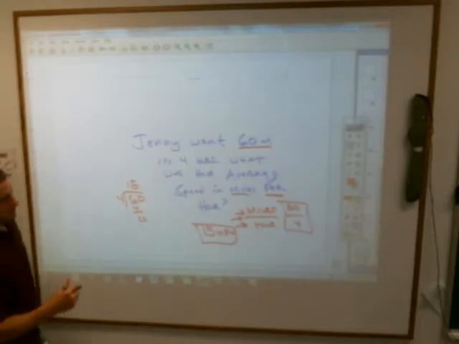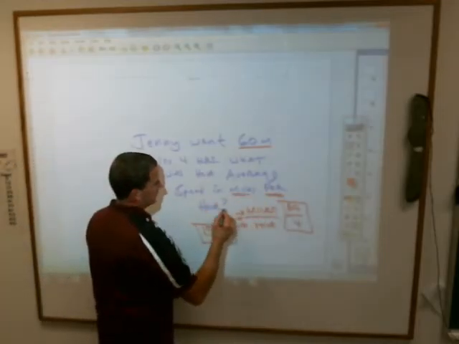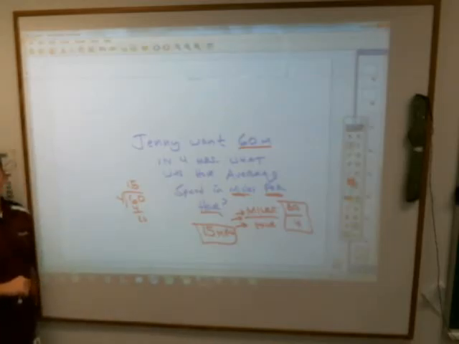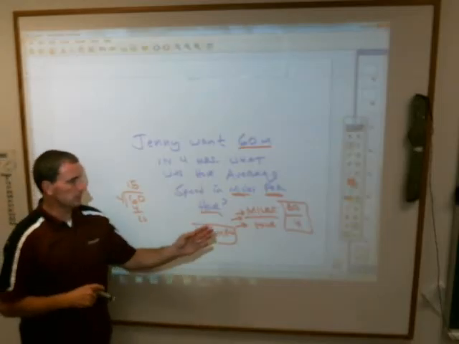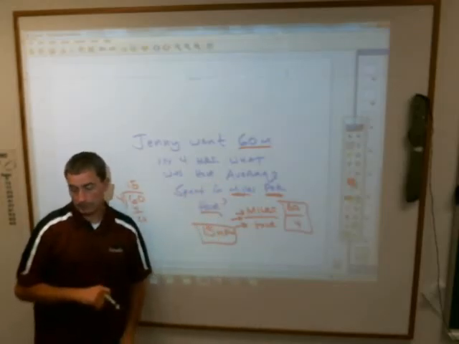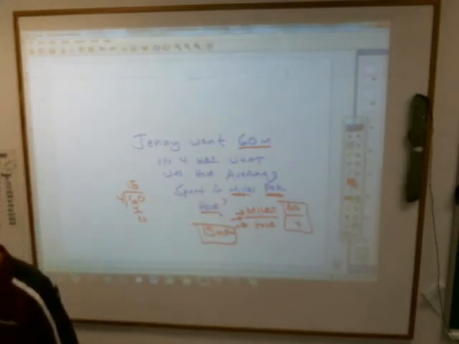So anytime you see that, look for miles per hour. If they ask you to find average speed, anytime they're asking you to find speed, it's going to be some distance over some time. Good enough?